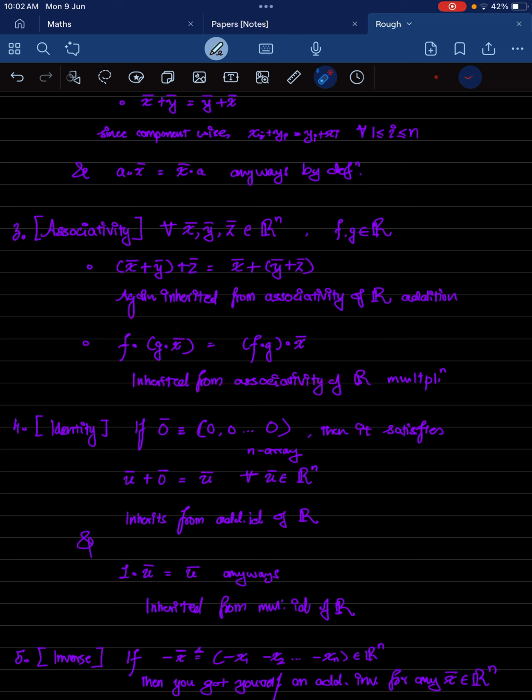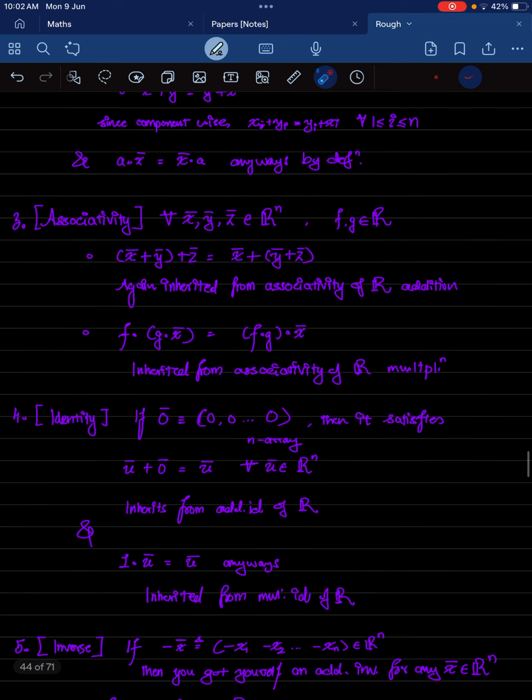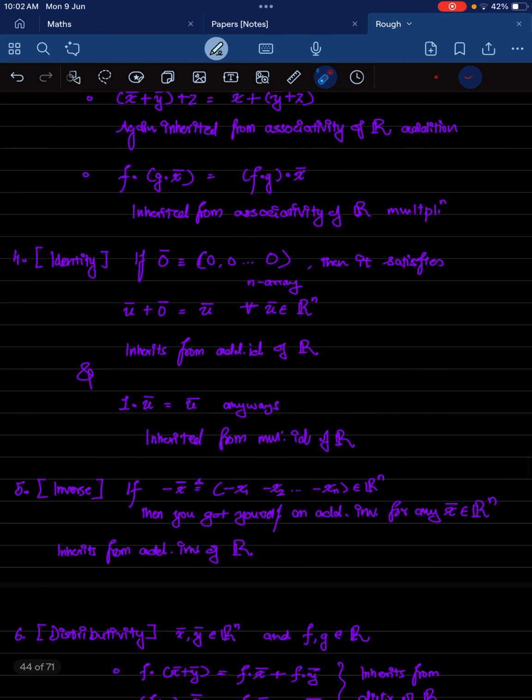Even for multiplication, since real numbers are associative when it comes to multiplication, this rule will also be valid, and hence scalar multiplication is also associative in nature. Now until here we have seen that it all inherits from the corresponding property of the real numbers.